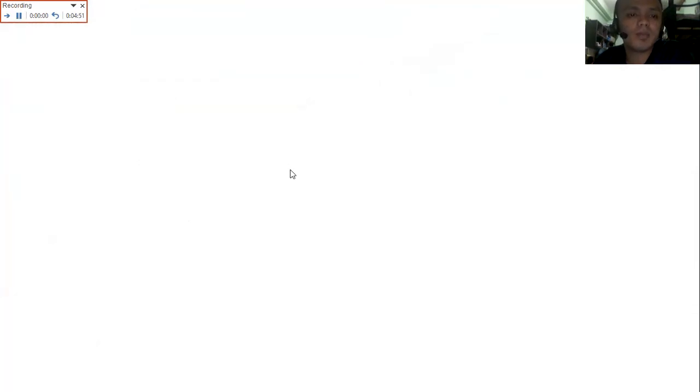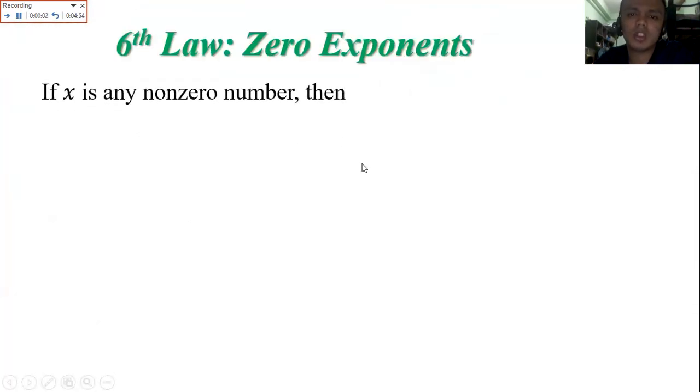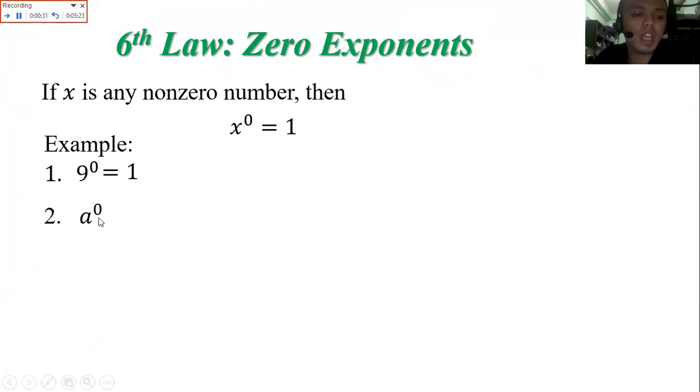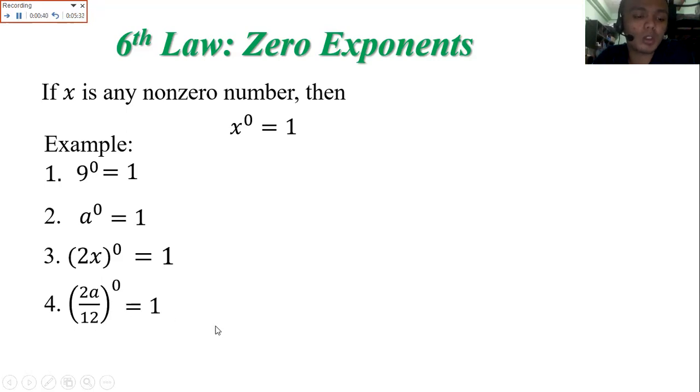Next is the sixth law, the zero exponent. If x is any non-zero number, then x raised to 0 is equal to 1. Any number or quantity that is raised to 0 is equal to 1. Even if it is a very large number, even a million, if its exponent is 0, it is automatically equal to 1. Here we have 9 raised to 0 is equal to 1. A raised to 0 is equal to 1. The quantity 2x raised to 0 is equal to 1. Then 2a over 12 raised to 0 is also equal to 1.